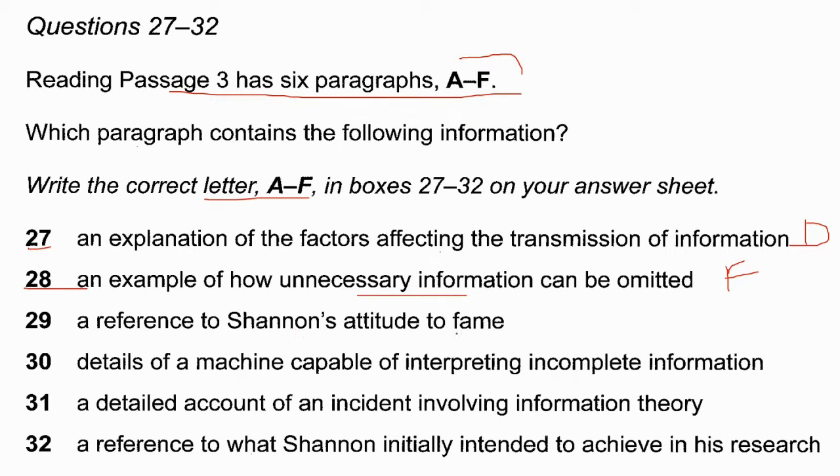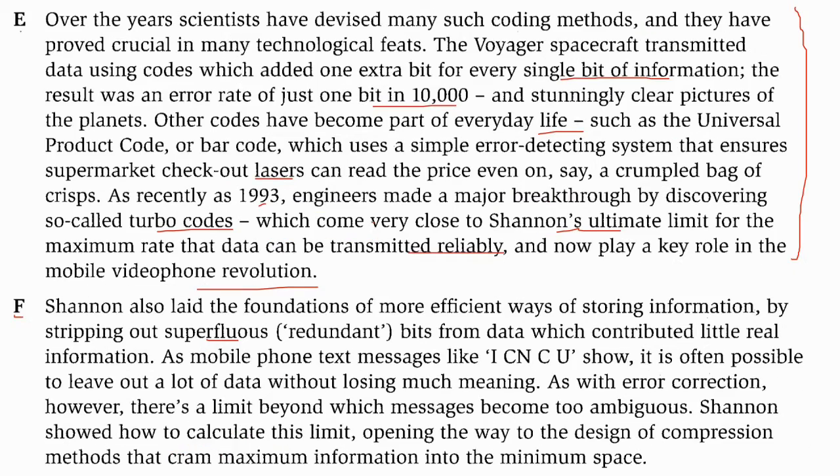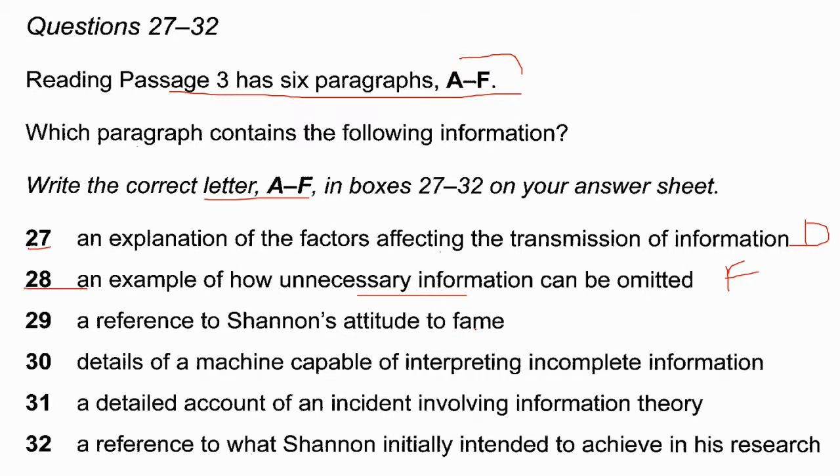Then a reference to Shannon's attitude to fame. 29, we go to B. Here, this is how this guy who was a student in Massachusetts became the first person to give NASA engineers a way of actually communicating with a dying object. So this is 29 and this is B.